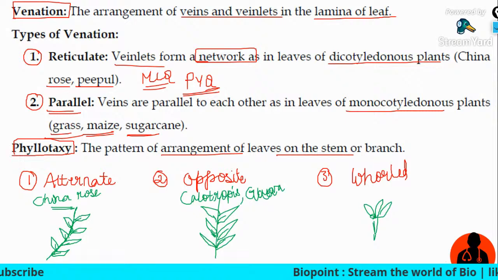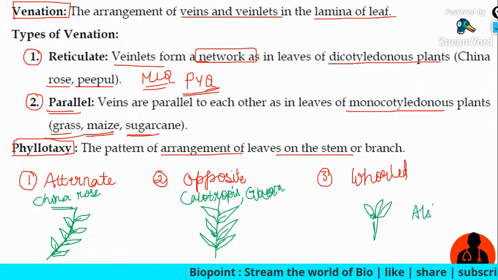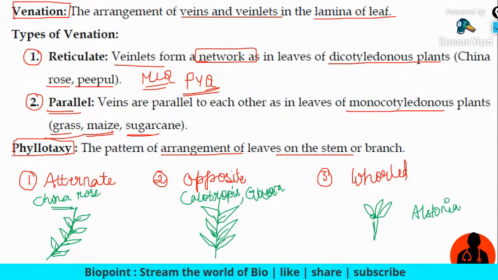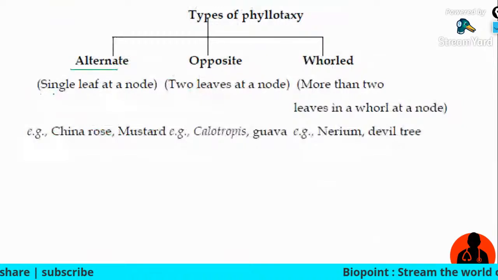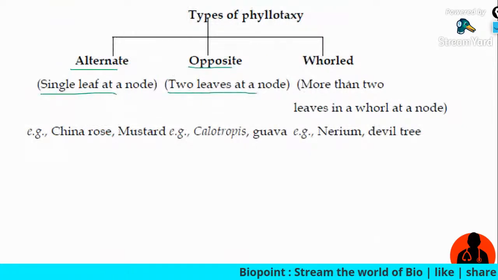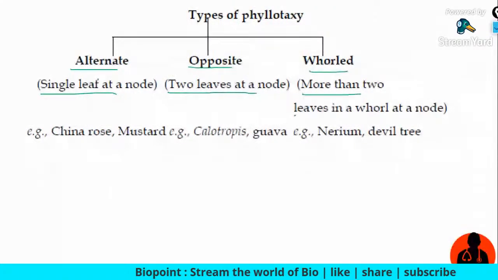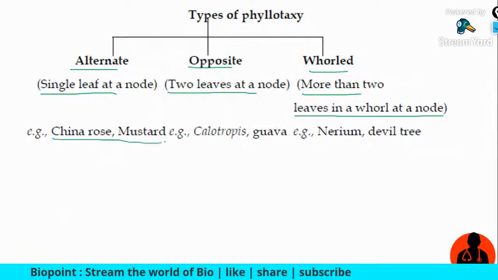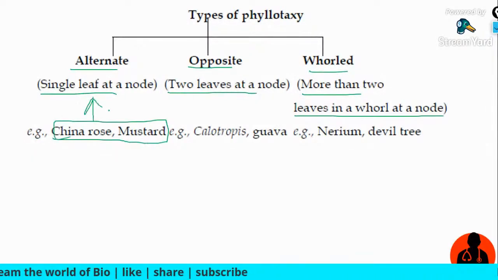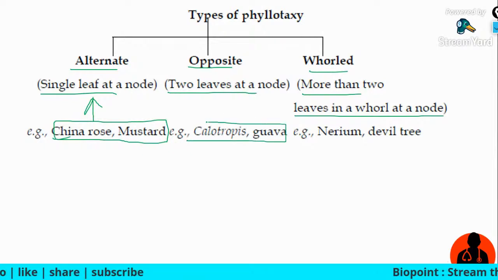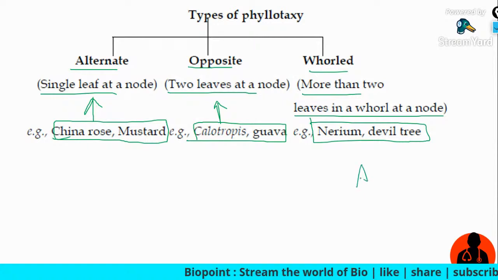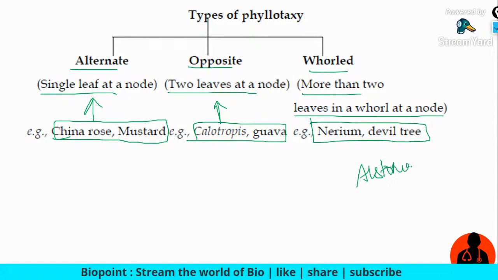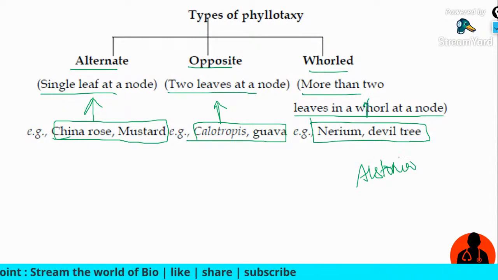And whorled phyllotaxy means more than two leaves arise from a single point. In Alstonia, you would find whorled phyllotaxy. Clear? So alternate phyllotaxy has a single leaf at a node, opposite phyllotaxy has two leaves at a node, whorled phyllotaxy has more than two leaves in a whorl at a node. China rose and mustard are examples of alternate phyllotaxy. Calotropis and guava are examples of opposite phyllotaxy. Alstonia, nerium and devil tree are examples of whorled phyllotaxy.